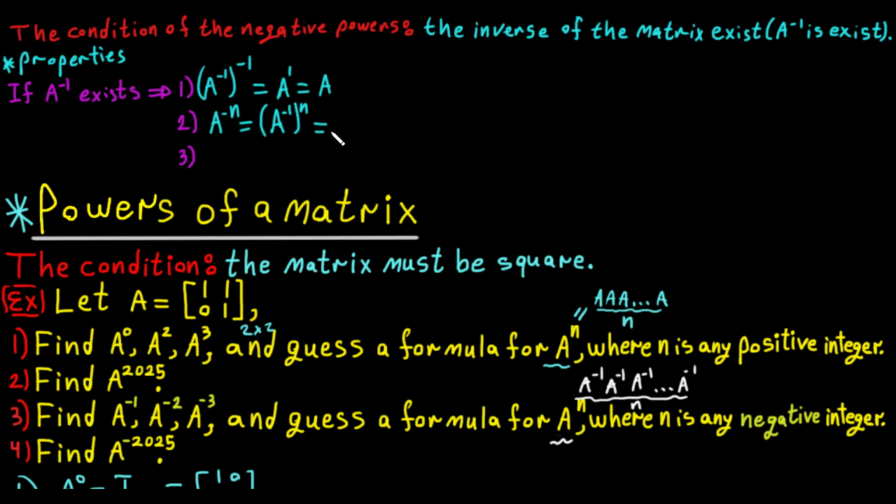And the same thing if we write it as (A power n) and the whole thing power minus 1. So this property is very important, and it's very easy for us to find A power negative n by taking the inverse of this one. So if we have the final answer for this one, we can take the inverse of it and we will get this one. So very important property, this one.